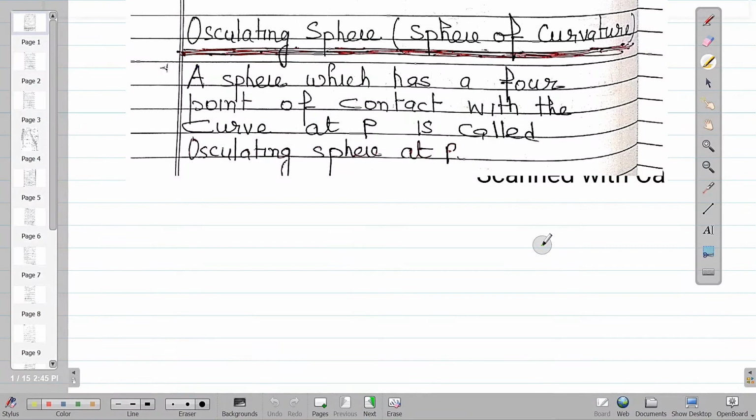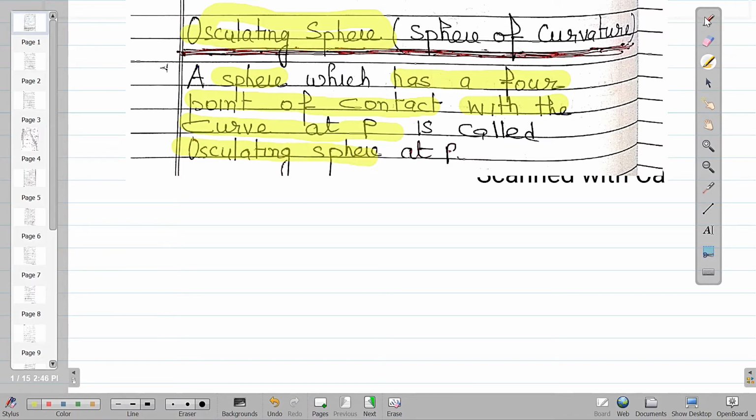Now, our next topic is the osculating sphere. So, what is the osculating sphere? Clear? Basically, it is a sphere which has 4 points of contact with the curve at point P. That is called an osculating sphere.